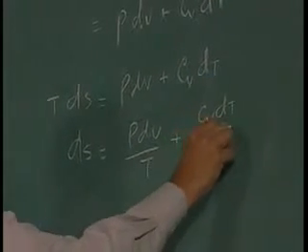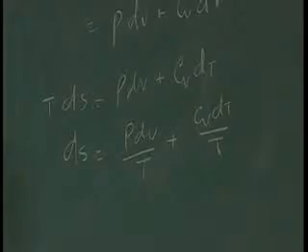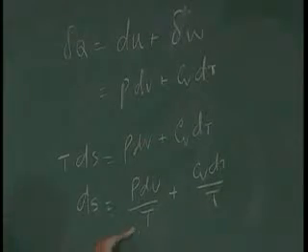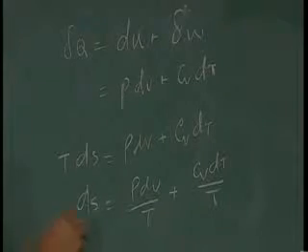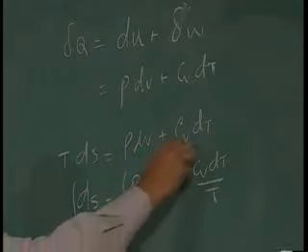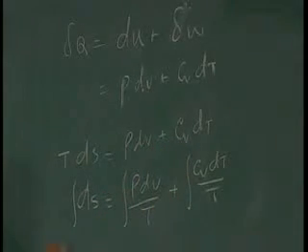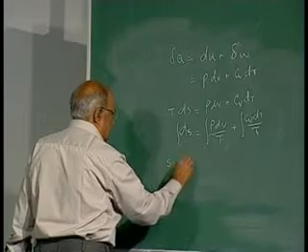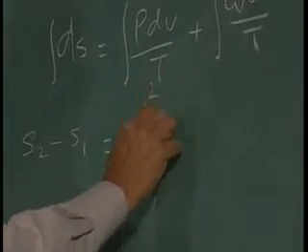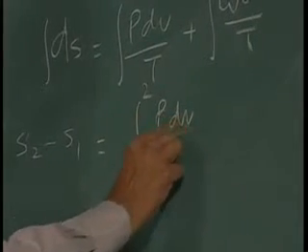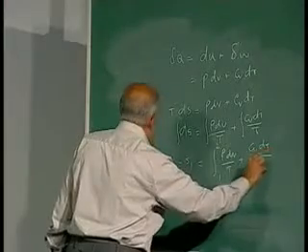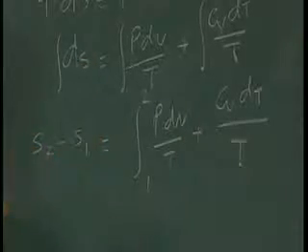This is the basic equation from the first law of thermodynamics, and it can be used for change in entropy. Change in entropy during a thermodynamic process would be given by integrating this equation, and S2 minus S1 would be given by the integral from 1 to 2 of P dV upon T plus Cv dT upon T.